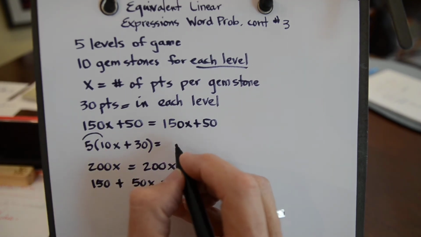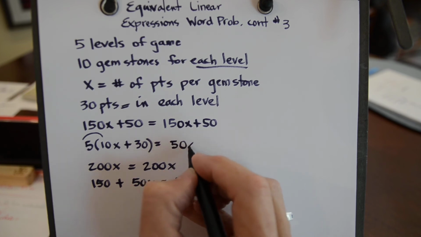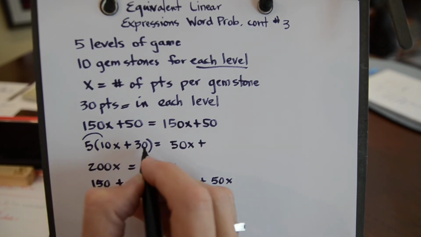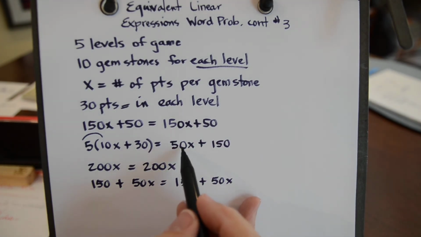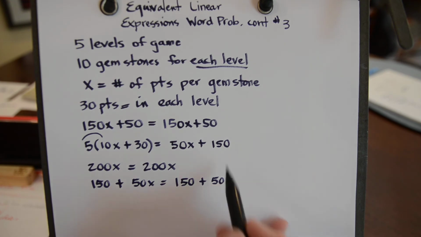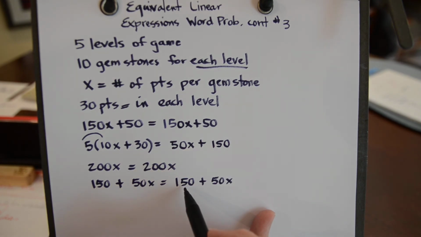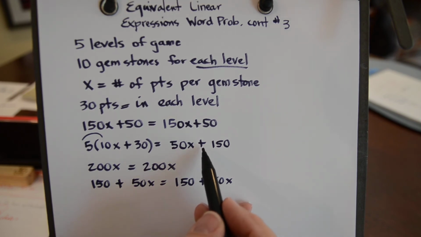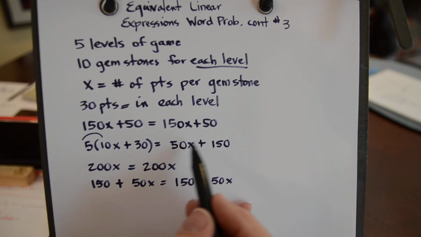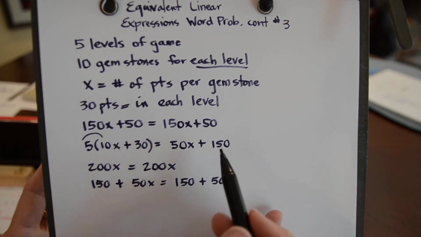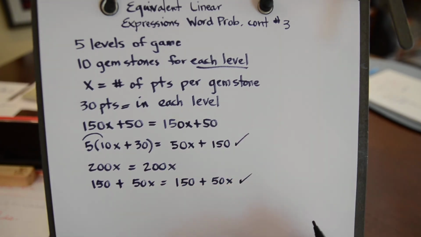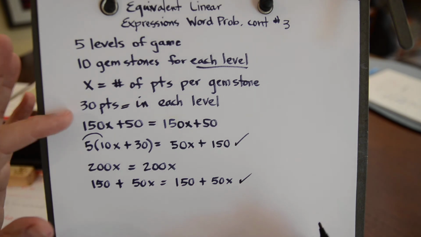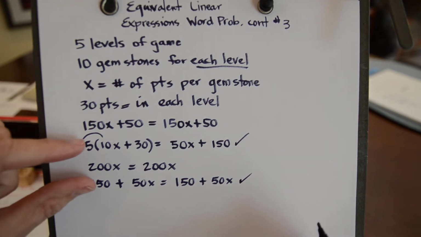So 5 times 10 is 50x, plus 5 times 30 is 150. Now, I see the 50x here, I see the 50x there. I see the 150 here, I see the 150 here. Order does not matter because it's addition, and addition is commutative. 3 plus 7 is the same as 7 plus 3. So this is equivalent to that. Being that the other things do not equal, we can assume that these are the right answers.